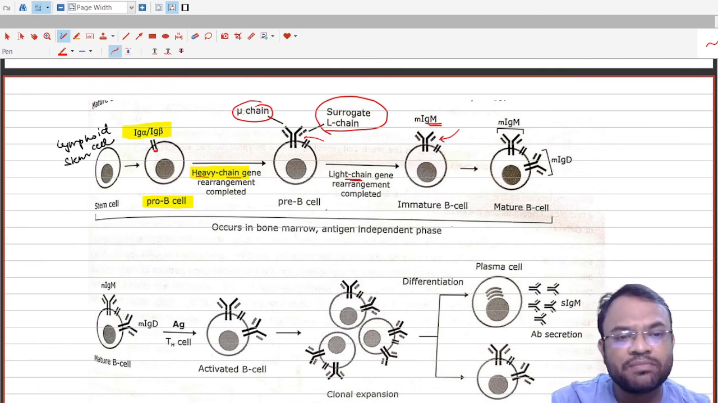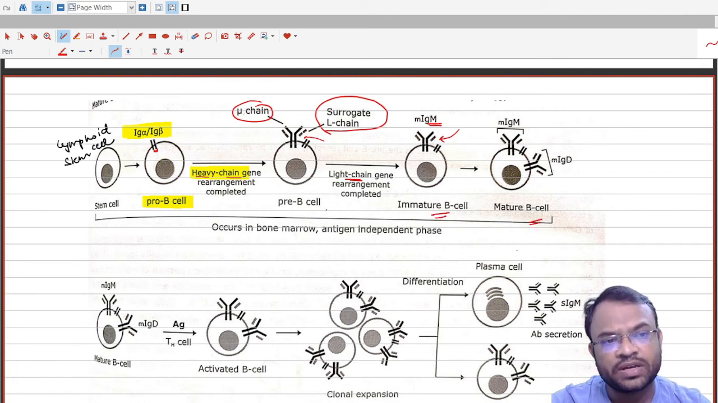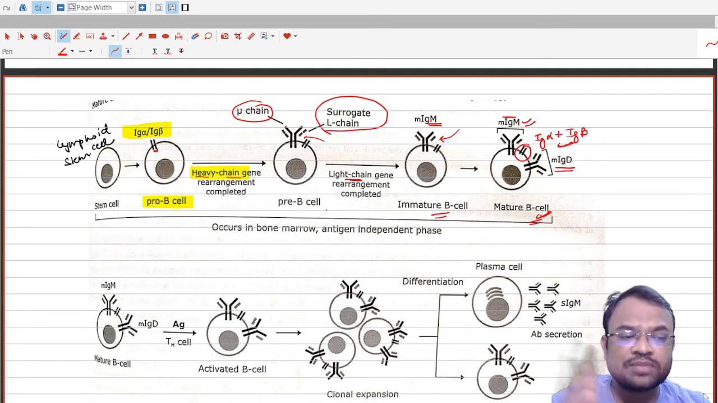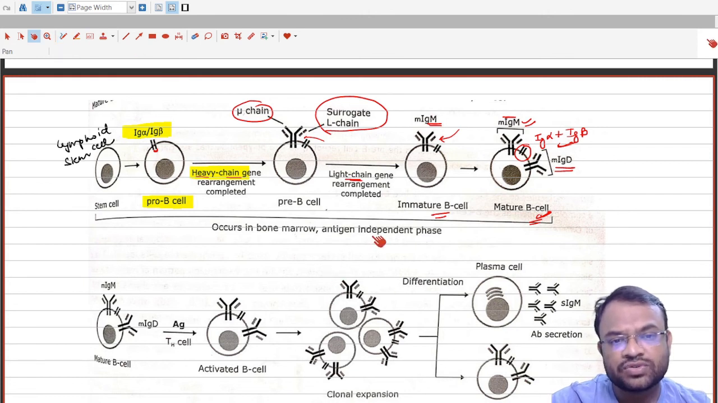After this, this was the immature B cell. After this, the mature B cell is present, and in the mature B cells you have membrane IgM, and this is the membrane IgD also. Remember, both IgM and IgD are present in mature B cells, and there are also Ig alpha and Ig beta. So this was forming the actual B cell receptor, I told you. Everything was happening in the bone marrow.